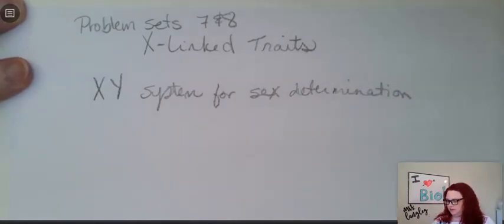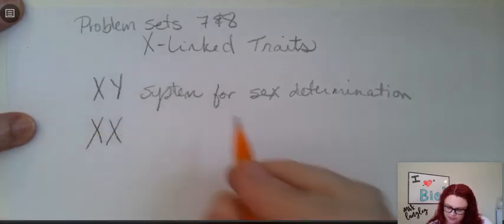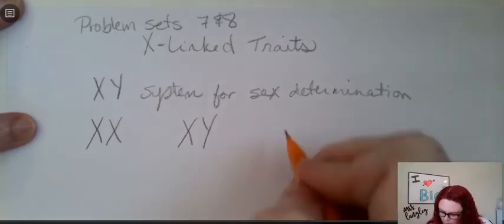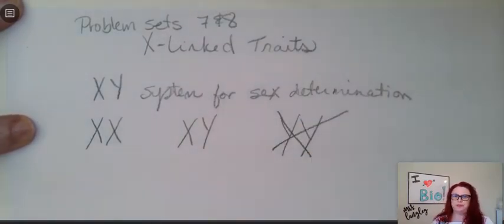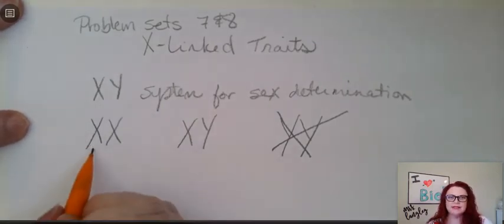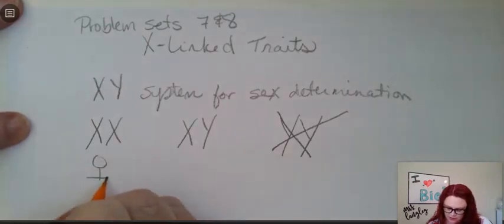Now, what does that mean? That means that we have X's, we have Y's, and we're looking at combinations of those. So we can have XX or XY. We do not have YY. That doesn't work. Okay? When we look at it, XX is biologically female.